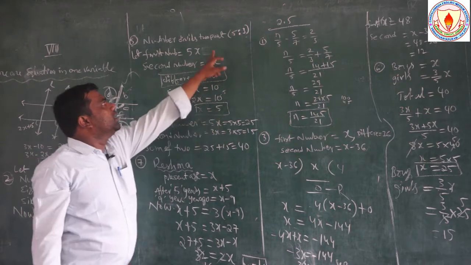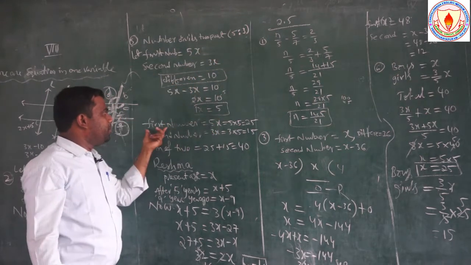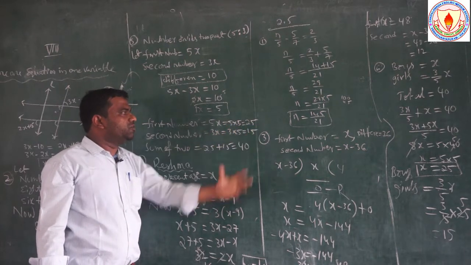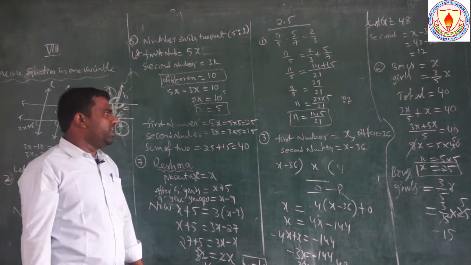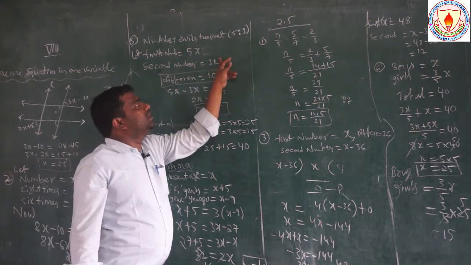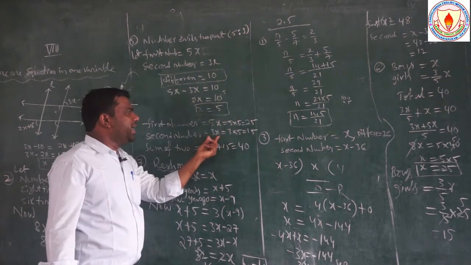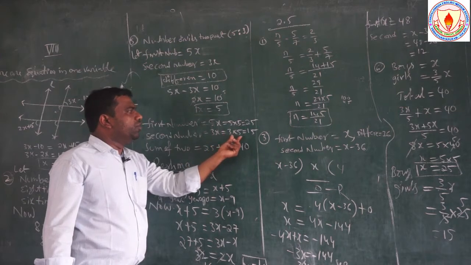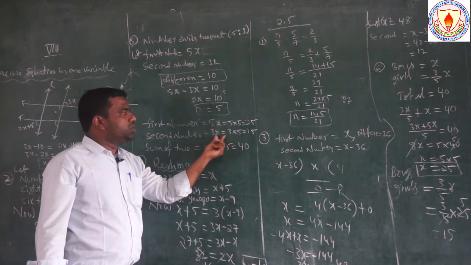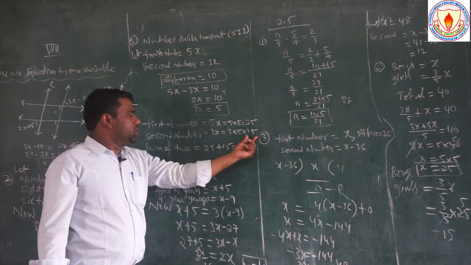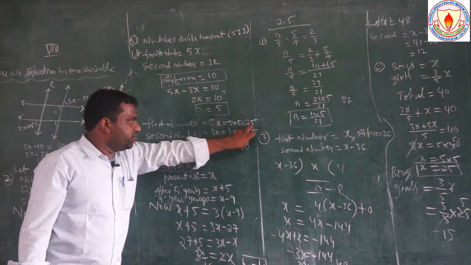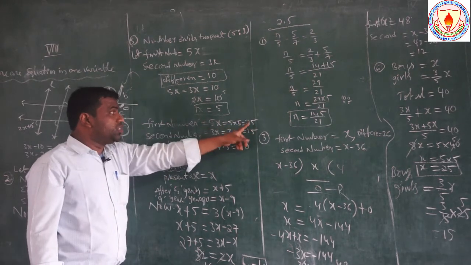Substitute 5 in the place of x. The first number we assumed was 5x, so 5 into 5, 5 fives are 25. So one number is 25. The second number we assumed was 3x, so 3 into 5, substituting the x value, 3 fives are 15. So the first number is 25 and the second number is 15.